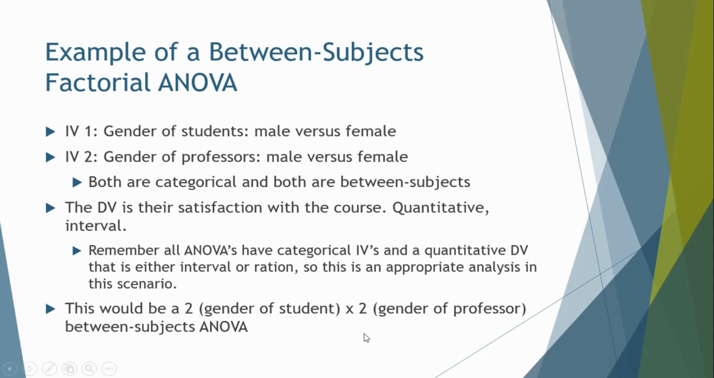So these numbers indicate how many levels of your independent variable there are. So this would be a 2 by 2 between subjects ANOVA, 2 because there's 2 levels for gender of the student, and then 2 for 2 levels of the gender of the professor. If we had a third independent variable, it might be 2 by 2 by 3, if that third independent variable had 3 levels. Or we could have a third independent variable with 4 levels or 5 levels, and it would be a 2 by 2 by 4 or a 2 by 2 by 5.